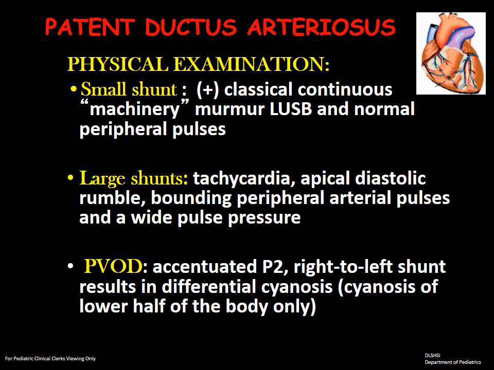On your physical examination, small shunts will have the classical continuous murmur or your machinery murmur at the left upper sternal border with normal peripheral pulses. Large shunts will have tachycardia, apical diastolic rumble, bounding peripheral arterial pulses, and a wide pulse pressure. In the presence of PVOD, there will be accentuated P2 and there will be differential cyanosis.